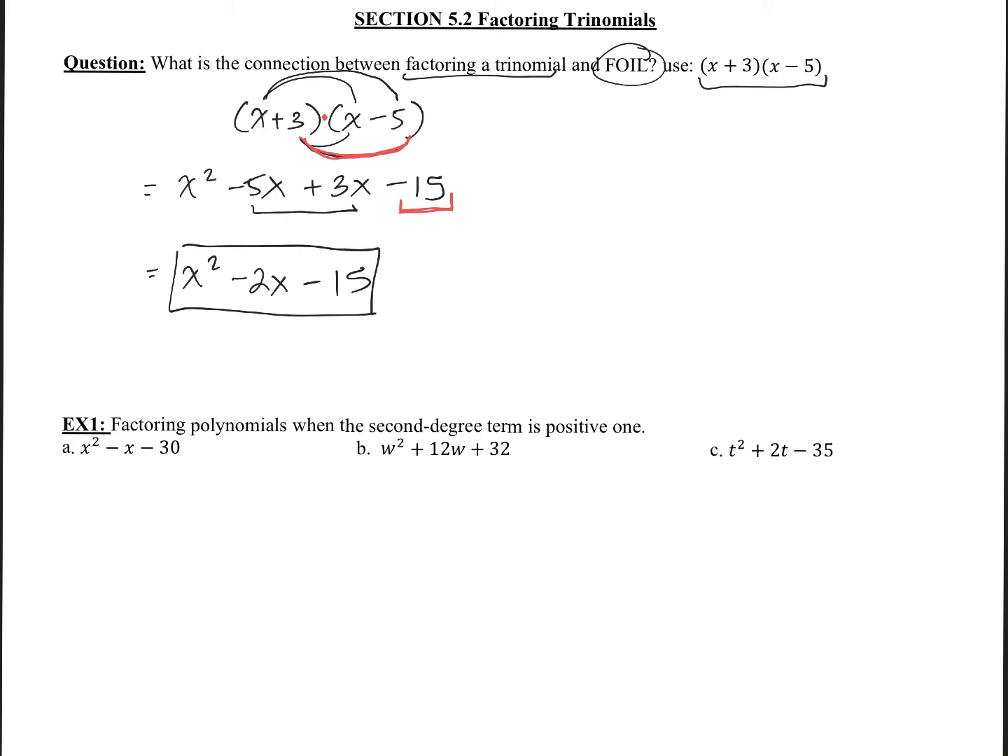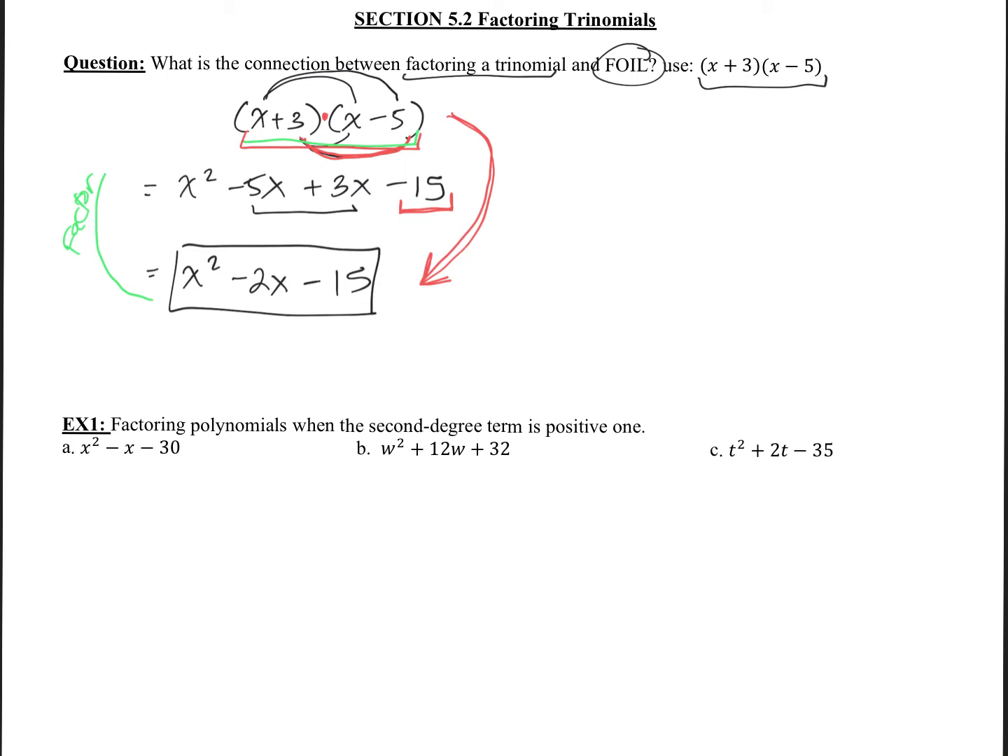So what is the connection? Well, the connection is when we FOIL, we end up with a trinomial. When we factor a trinomial, we want to end up with this product. So if I was to factor that trinomial, I would want to end up with a product. But if I FOIL that multiplication problem, I'll end up with a trinomial. So they're basically opposite directions of each other. Now the question is, how do we factor?